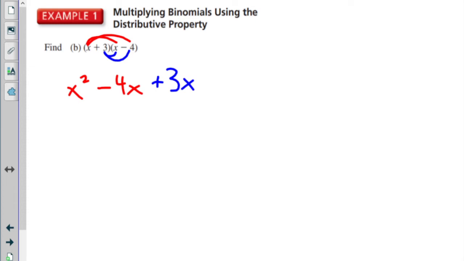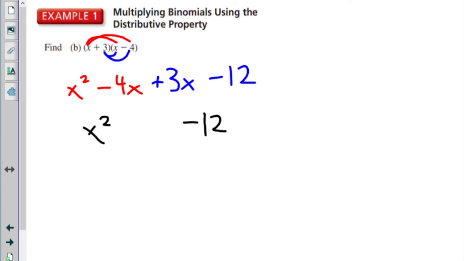Careful here. Positive times a negative is going to be negative. And then we have 3 times 4 is 12. And so we'll finish that off by taking those middle terms and putting them together. Because the x squared doesn't have anything to go with it, so it stays x squared. The minus 12 doesn't have anything to go with it, it stays minus 12.